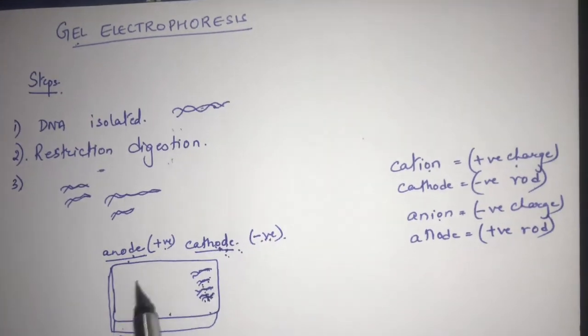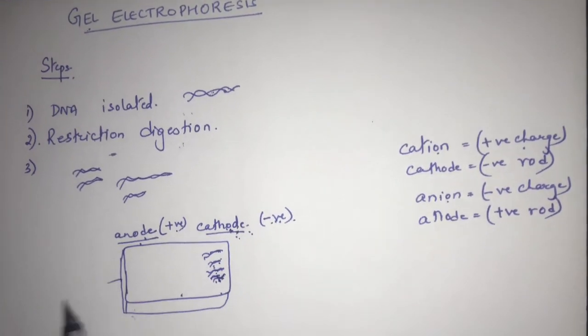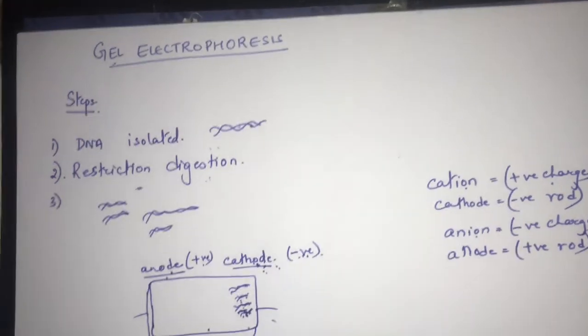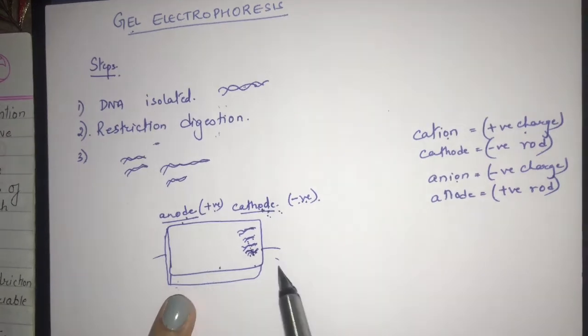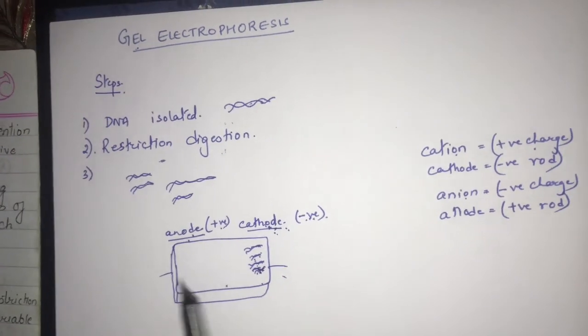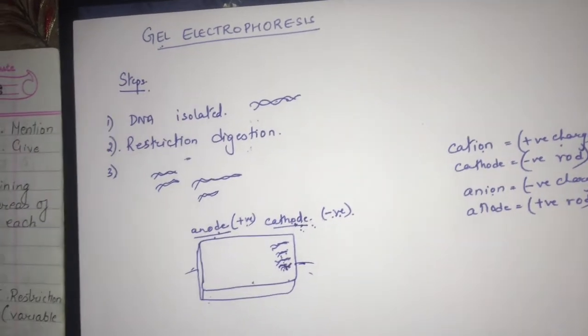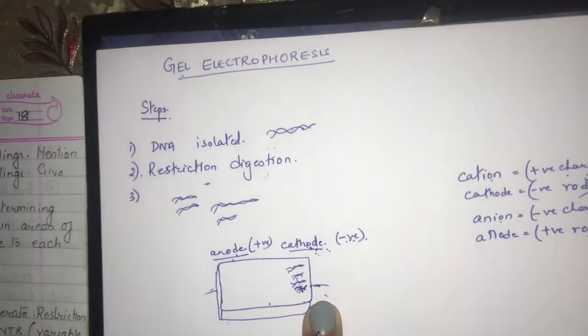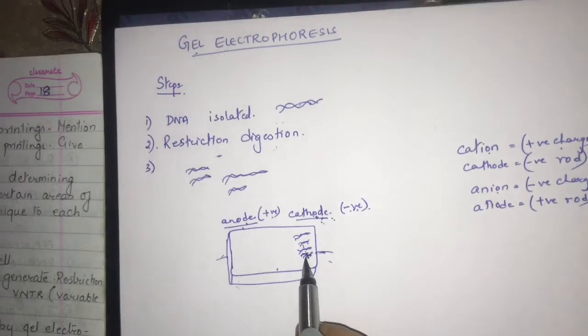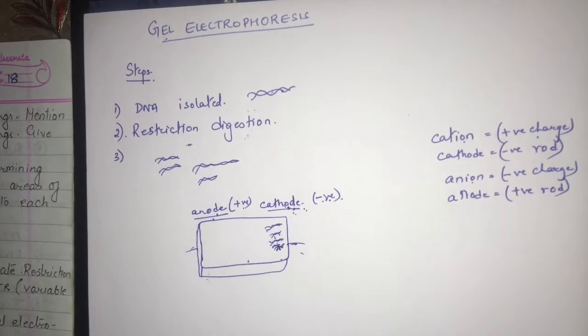Now, when this well is supplied with the electric current, the molecule cannot move on its own, but when the external electric field is supplied, at that time this negatively charged DNA moves towards the anode.